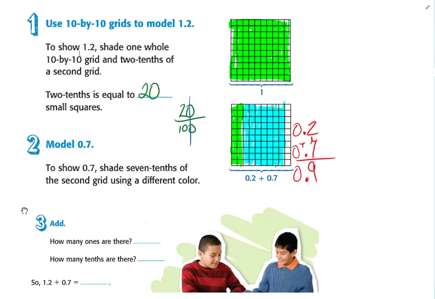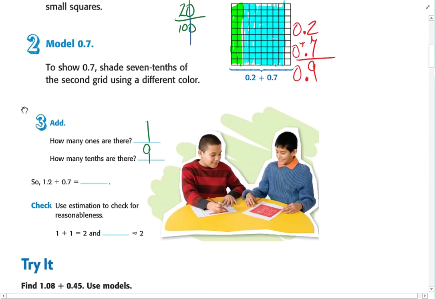So going back to the original problem, how many whole ones are there? Well, I have 1. And how many tenths are there? Well, I have 9 tenths, 9 columns of 10. So 1.2 plus 0.7 would be 1.9. Because 1 plus 0.9 would be 1 and 9 tenths. Now I could better write this as 1.0 plus 0.9, lining up my decimal points. 0 and 9 is 9, 1 and 0 is 1, and so 1.9.